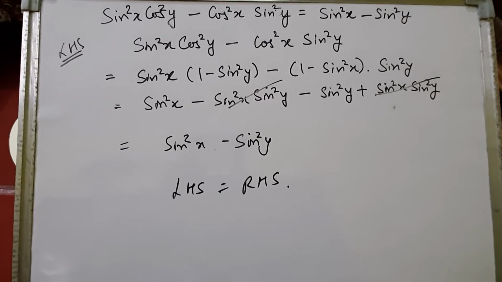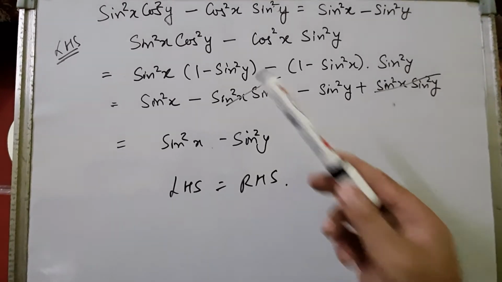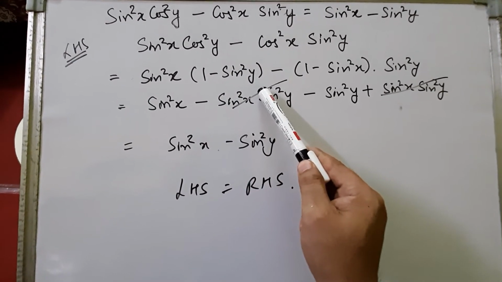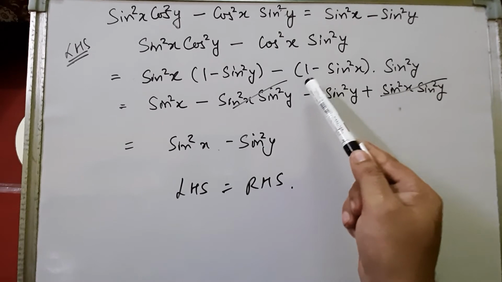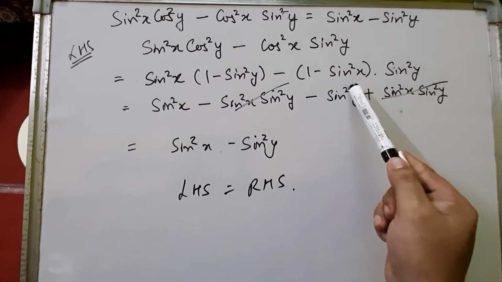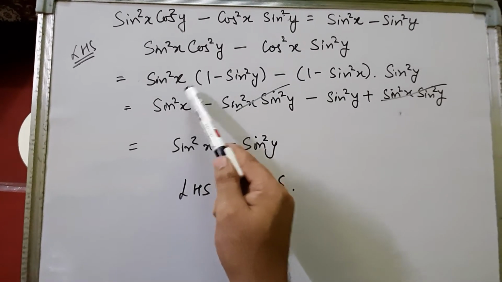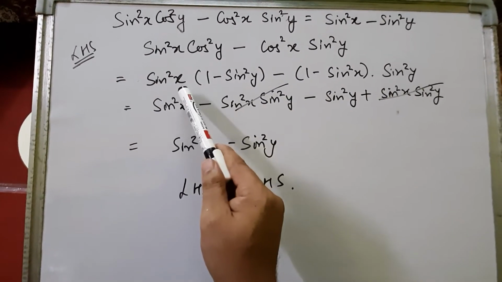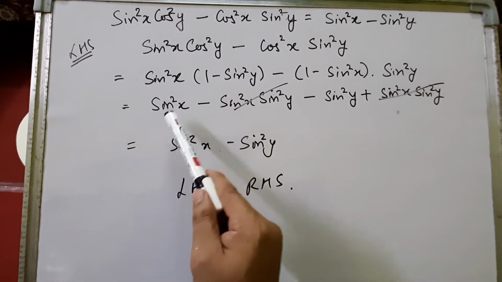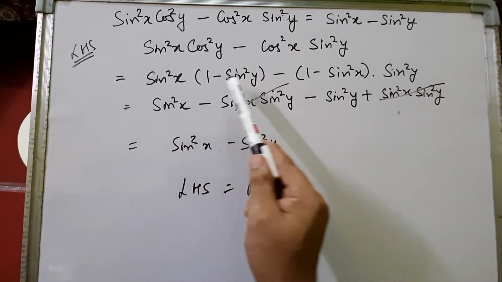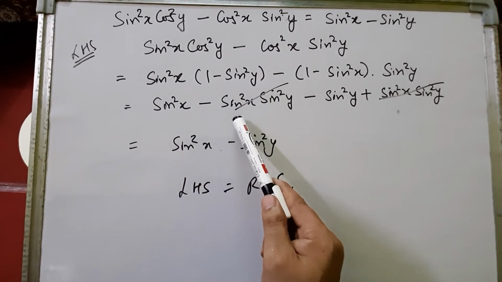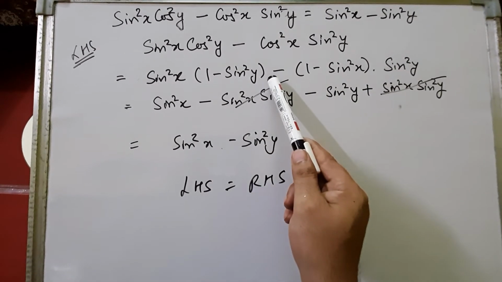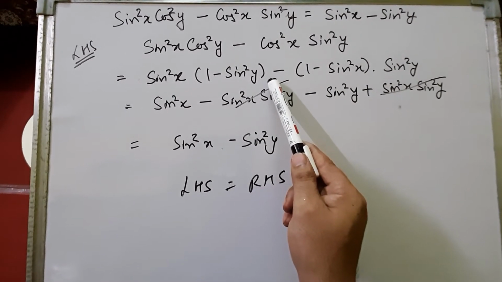So we can convert cos into sin. Cos square y can be written as 1 minus sin square y. Right, children? And cos square x can be written as 1 minus sin square x. Now we'll multiply this cos square x inside this bracket and sin square y inside this bracket. So what will happen here? Sin square x into 1 is sin square x. Sin square x into sin square y will be minus sin square x sin square y.